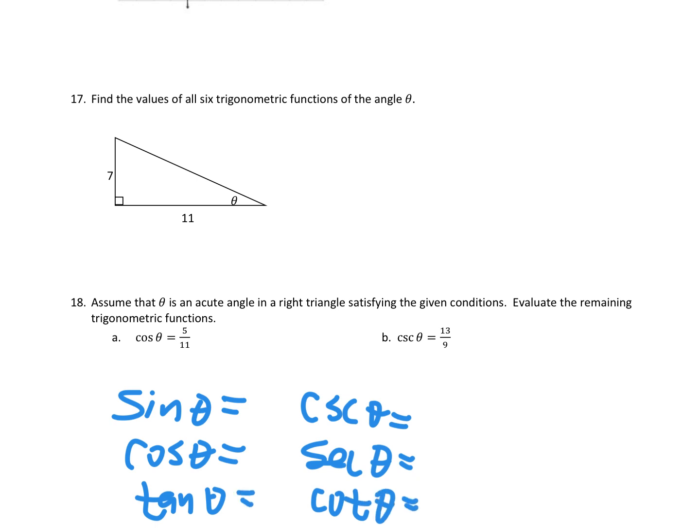And then I'd figure out which one they gave me. Okay, they gave me cosine's 5/11ths, so that goes right here. And that automatically tells me secant is 11/5. You know, you just flip it. But then you might be like, well, how am I supposed to do sine?